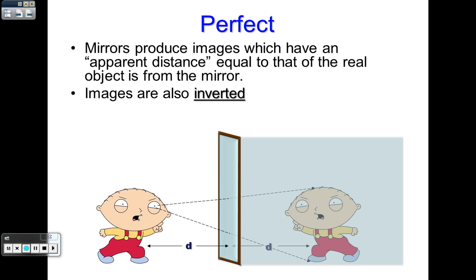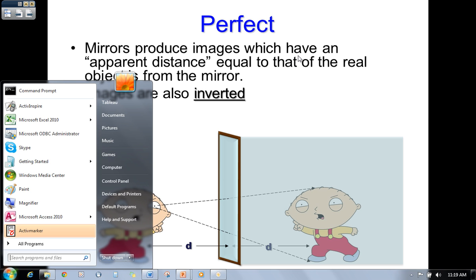Also, the size of the mirror versus the size of the object. Let's talk about that. Now, does this mirror need to be this length to see all of his image? No. Does it need to be his height? No. It doesn't even need to be his height.